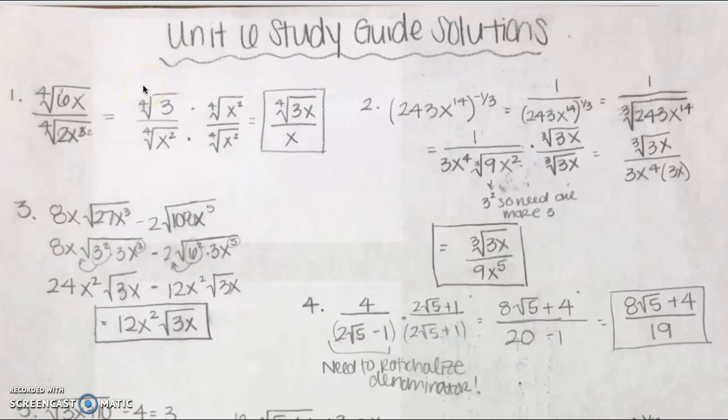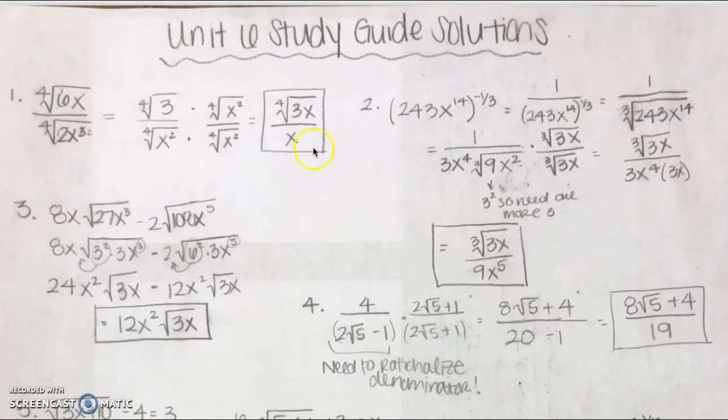But remember that you can't have a square root in the denominator. So we need to rationalize that in order to get rid of that square root. So what we did is multiply by the fourth root of x squared. And so on top, you just multiply what's on the inside. On the bottom, technically that would be x squared times x squared, which is x to the fourth. So the fourth root of x to the fourth is just x. So that's how we did number one.